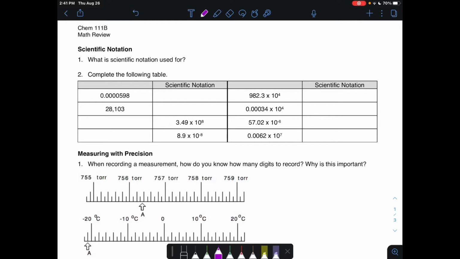Hello class, today I'm going to be teaching you about scientific notation and significant figures. So for number one, first we want to know is what is scientific notation used for?